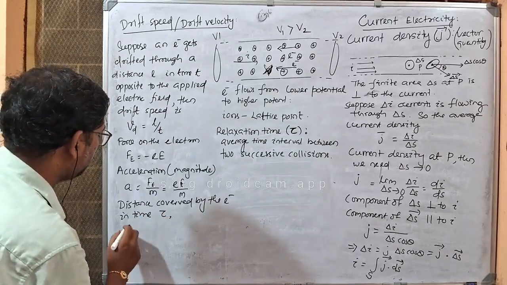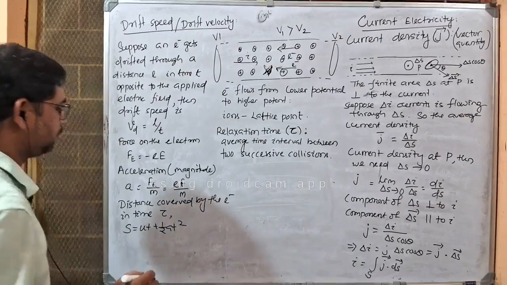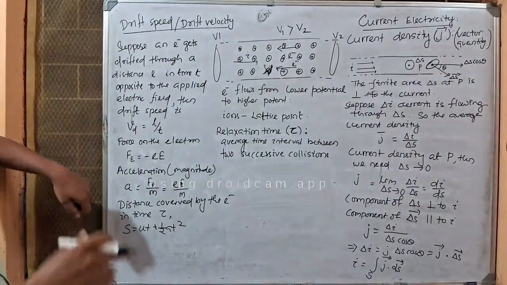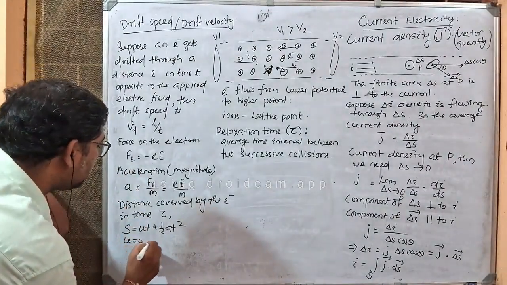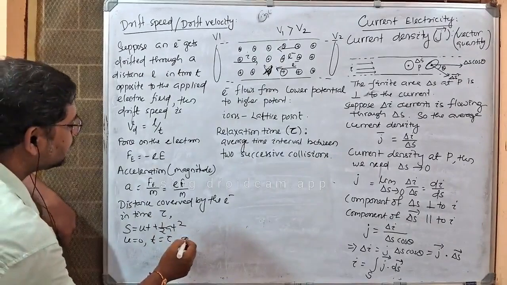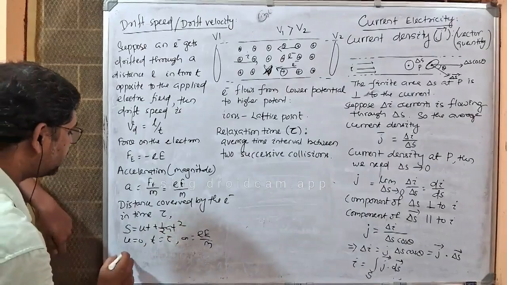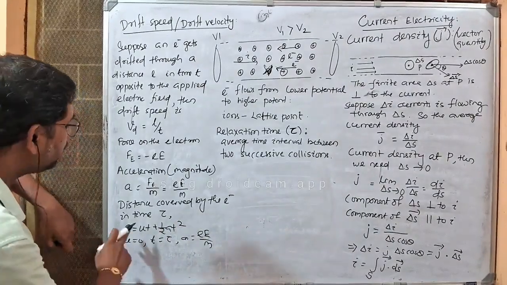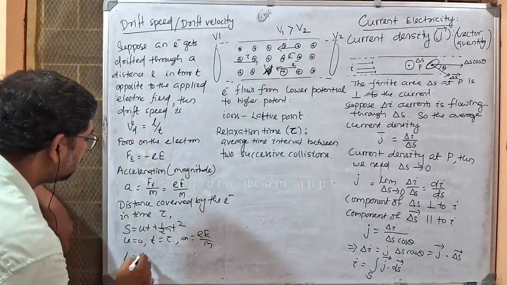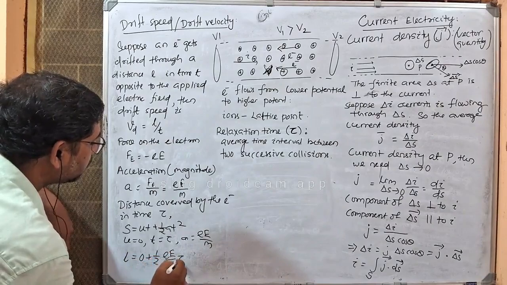We know a formula, S is equal to ut plus half at square. Here u is the initial speed, just after collision, that is 0. t is our relaxation time tau. Acceleration is eE by m. So substitute it. In place of S we have written L. So L is equal to 0 plus half times eE by m times tau square.